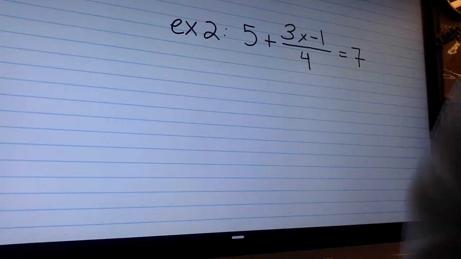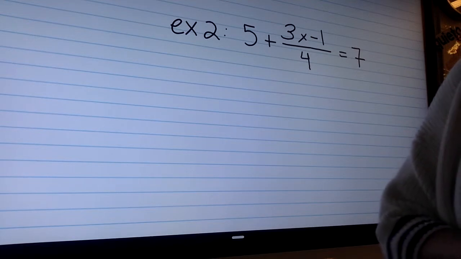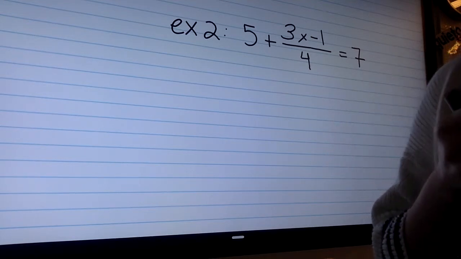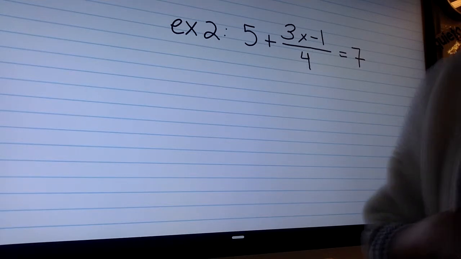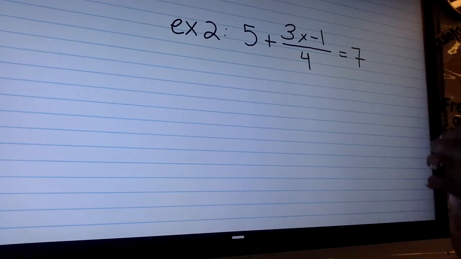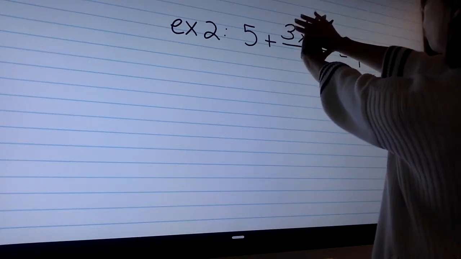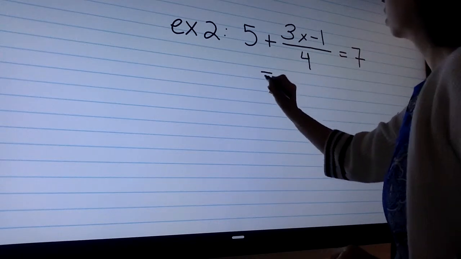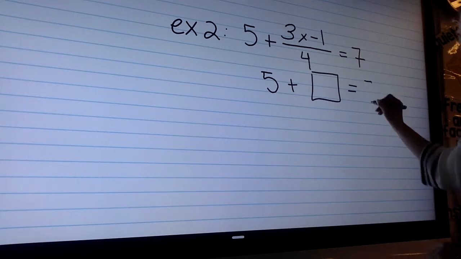I want to go through one more example that's just a little bit more complicated than the previous example, and that's 5 plus the quantity 3x minus 1 divided by 4 has the same value of 7, and we're going to be using the cover-up method again. So I have 5 plus, and then I see that the x is in that second term. So basically what you want to do is cover up that whole thing, and you can really think of it as 5 plus blank equals 7.